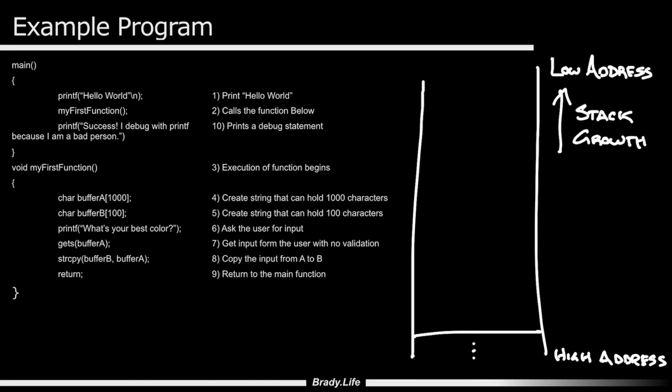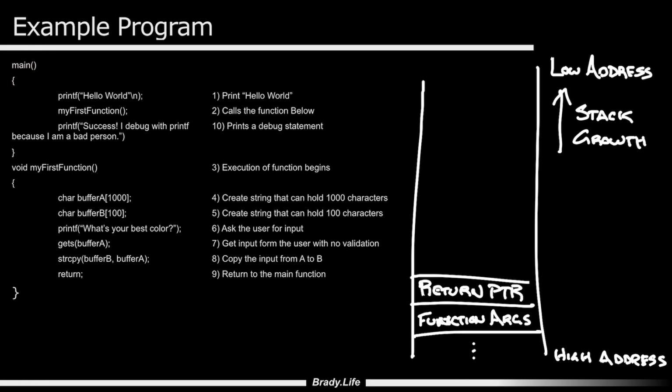So I call my first function. Those function arguments are going to go on the stack. And then we're also going to add a return pointer. And that's going to provide the address in memory of where main is, so we can actually get back to this main function after we finish executing.